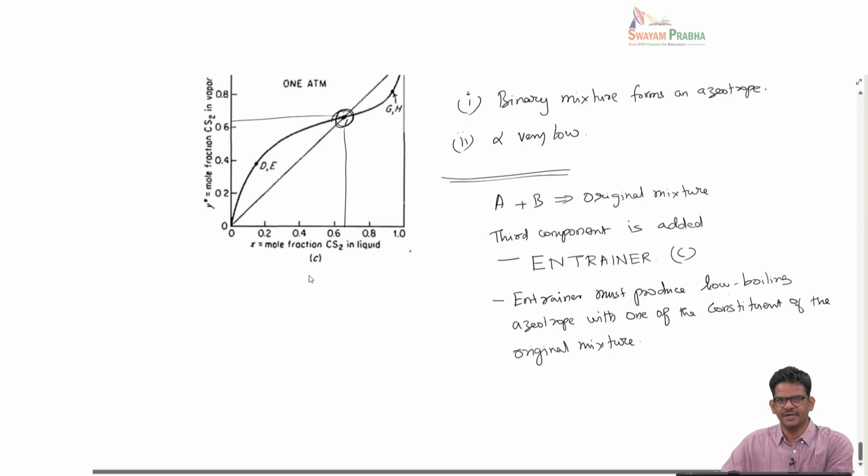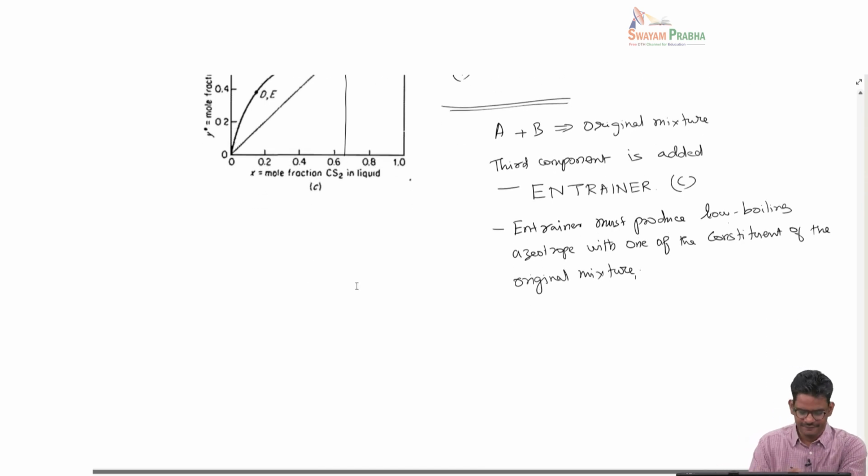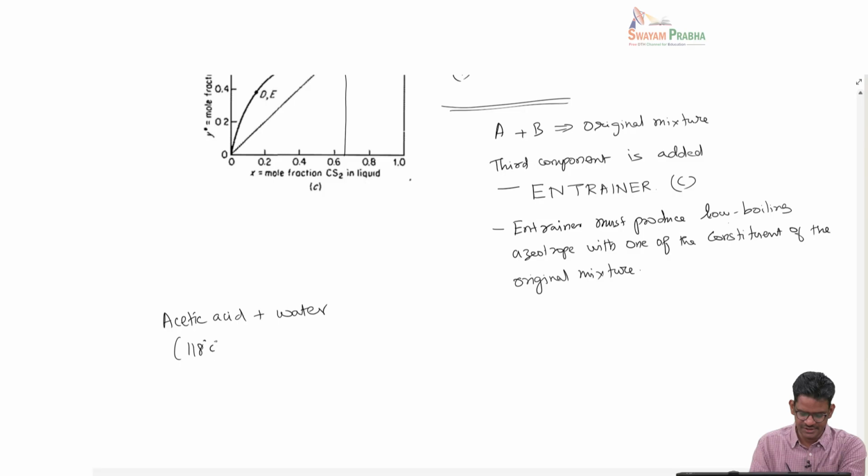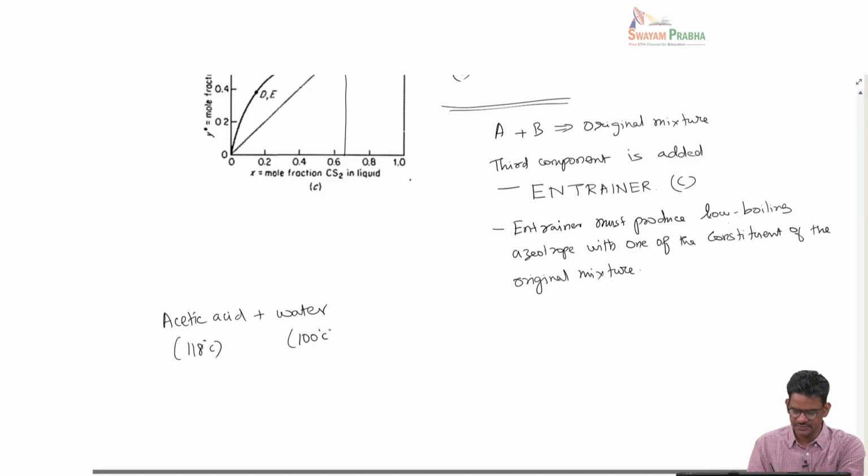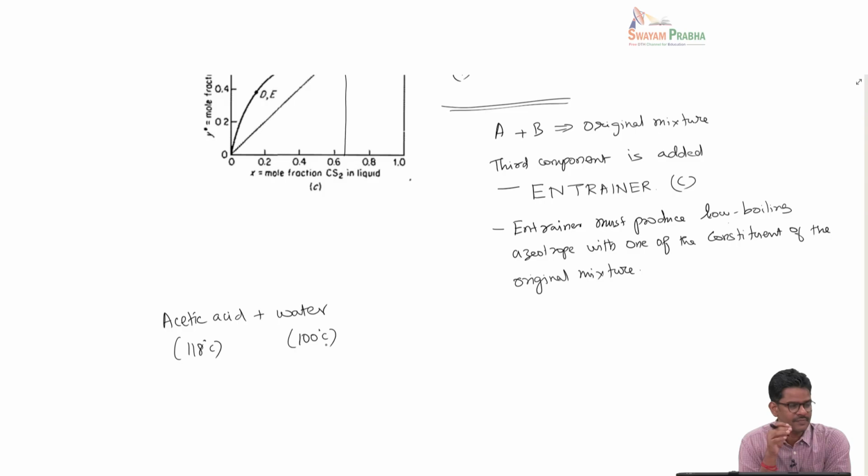Now let us take an example and then illustrate this idea. Let us say I have a mixture of acetic acid plus water, and the boiling point of acetic acid is 118 degrees Celsius and water is 100 degrees Celsius. If you see these two, they do not form an azeotrope by themselves. And the boiling point difference is quite reasonable. One is 100, another is 118. So there is an 18 degrees Celsius difference in the boiling point.